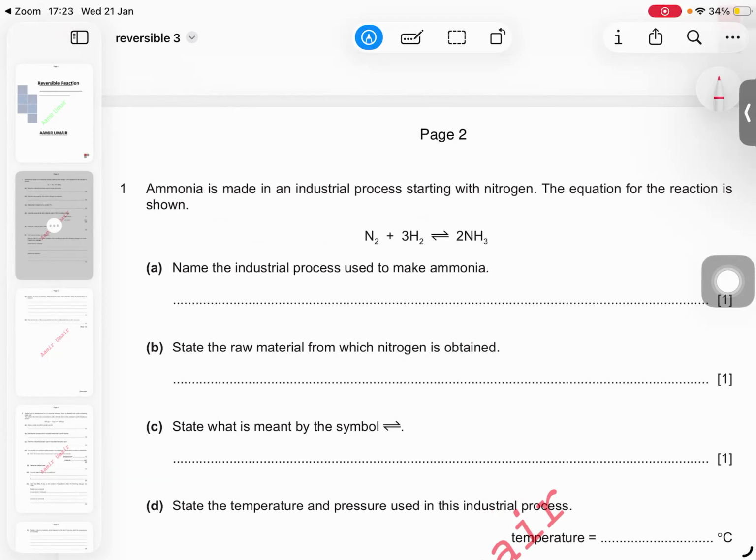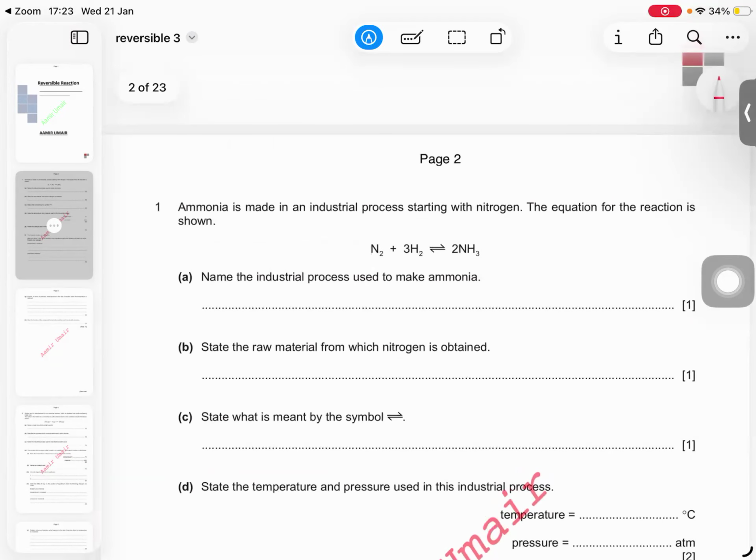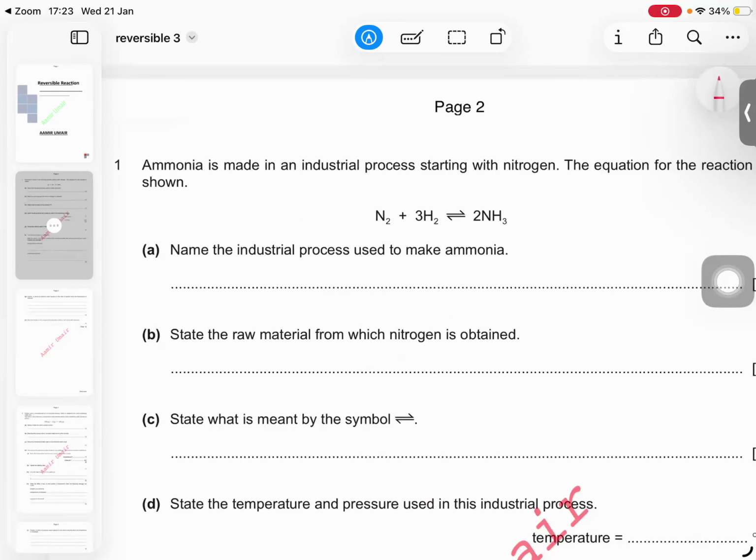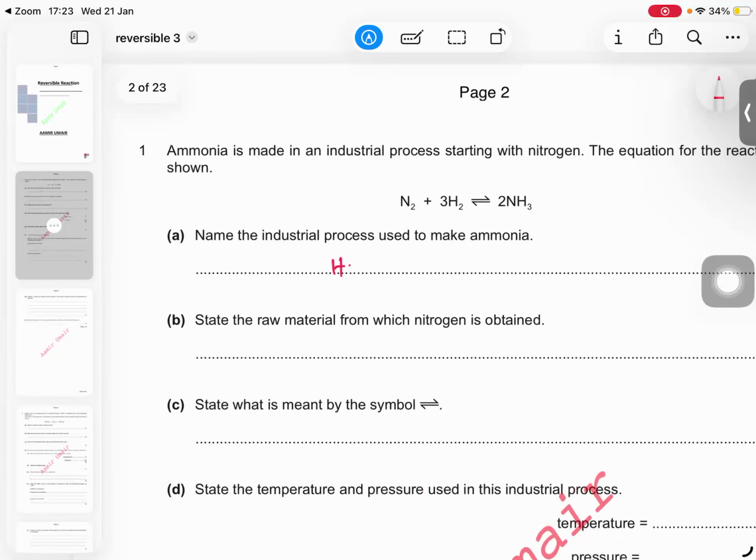Ammonia is made in an industrial process, starting with nitrogen. The equation for the reaction is shown here. Name the industrial process that is used to make ammonia. Yes, perfect. It's the Haber process. Next, state the raw material from which nitrogen is obtained. Liquefied air or air.